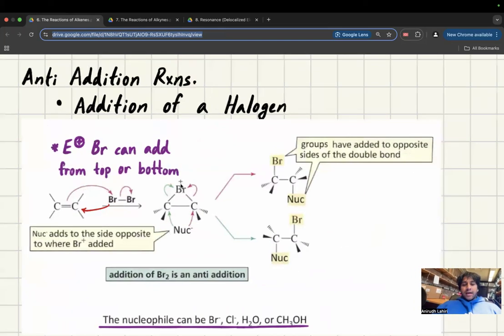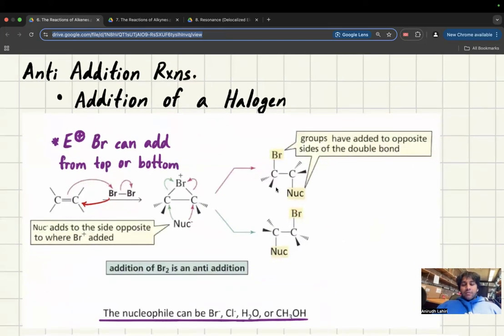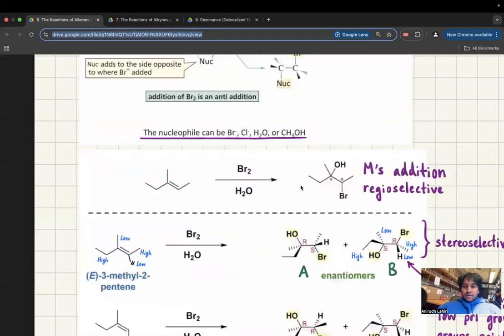This is an example of an anti-addition because however we do this, the nucleophile and the Br are on opposite sides. The Br is up in the plane, and we're attacking from the bottom, under the plane. So no matter how you look at it, this Br is up and this nucleophile is down. They're opposite in direction, they're anti.